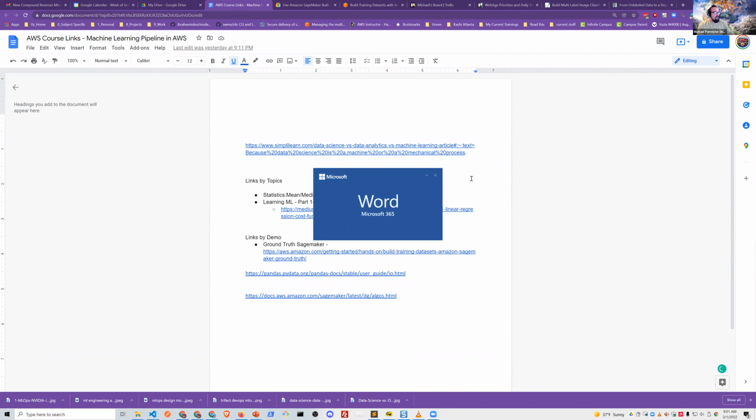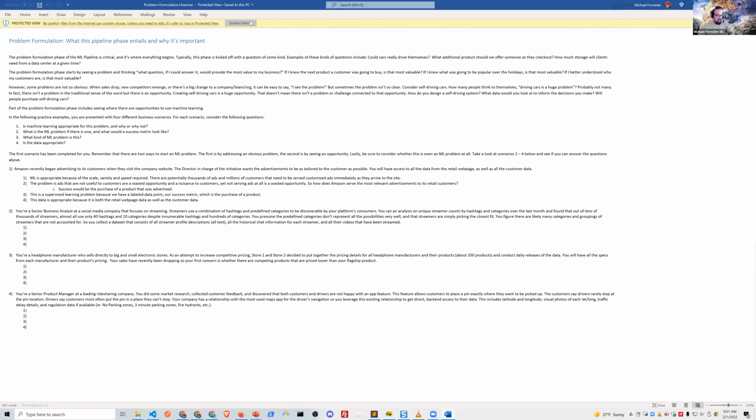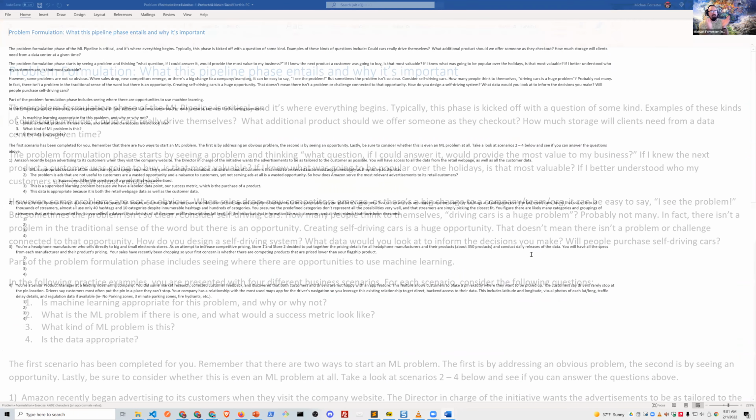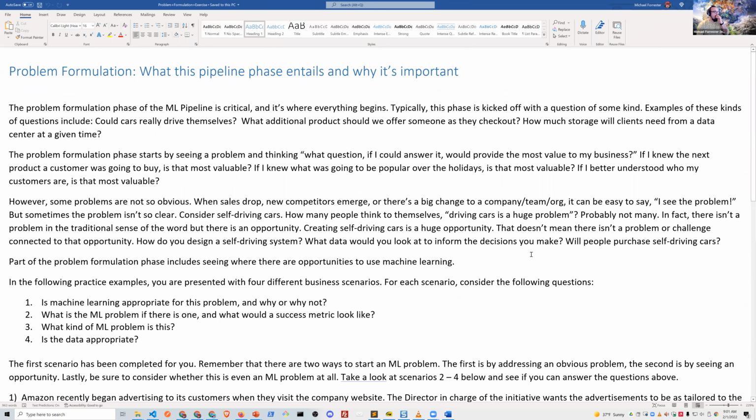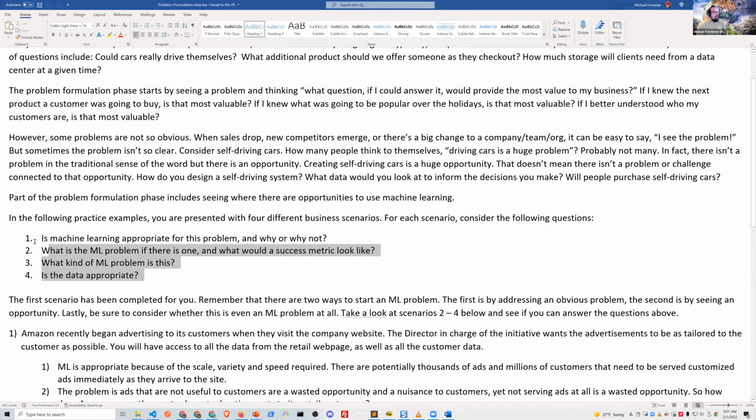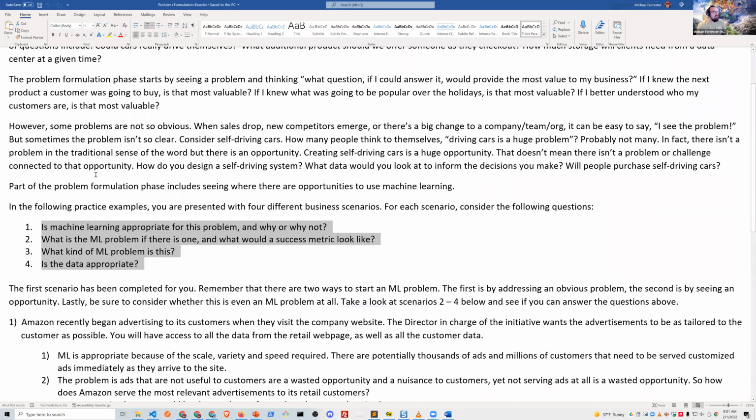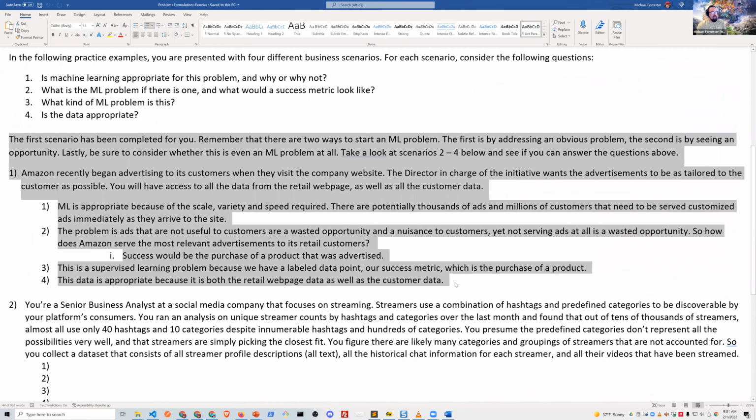Problem formulation exercise. Okay, so there's going to be a Word doc, and I'm going to blow this up so you can see it. There's going to be a Word doc, problem formulation. And what's going to happen is that you're going to answer these 4 questions, but you're going to do it on a scenario by scenario basis. The whole purpose of this is just to get your thought juices flowing. Please do not get bogged down in rabbit holes. I just want you to start thinking about how to consider these challenges.